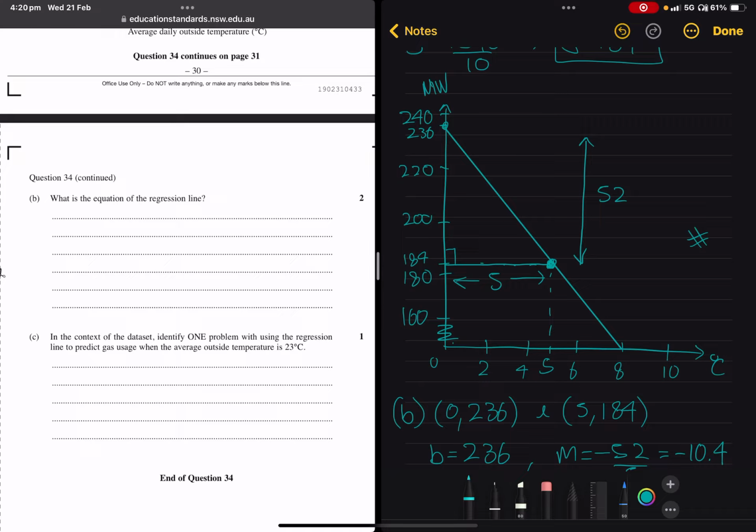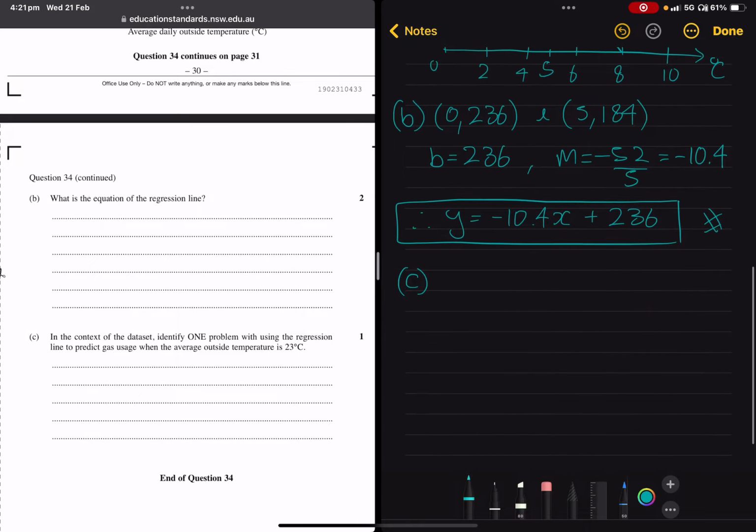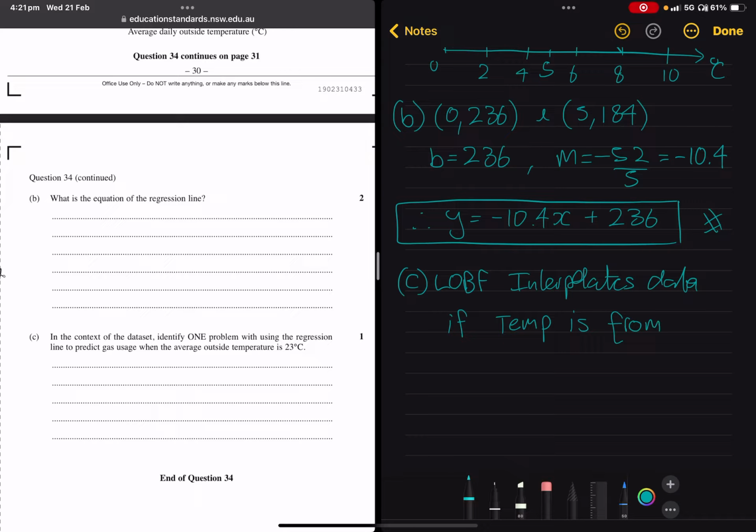So this line of best fit really only works for temperatures from about 0 up to about 8. So the line of best fit really only interpolates data if the temperature is from 0 to about 8. Right, so this is the range of values that you can sort of use this line for. 23 degrees Celsius is way outside of this. So trying to get the line of best fit to extrapolate data for 23 is not necessarily going to work.